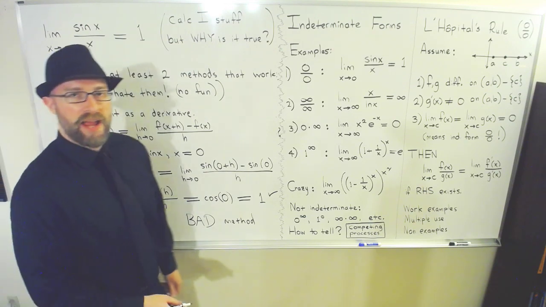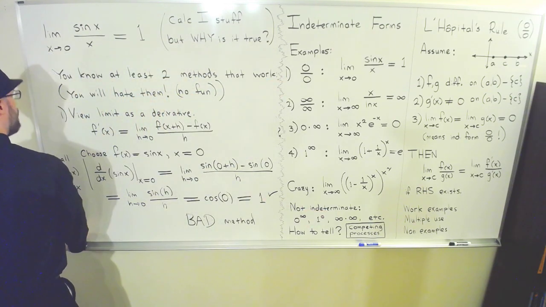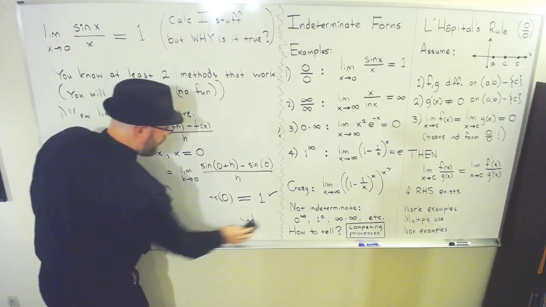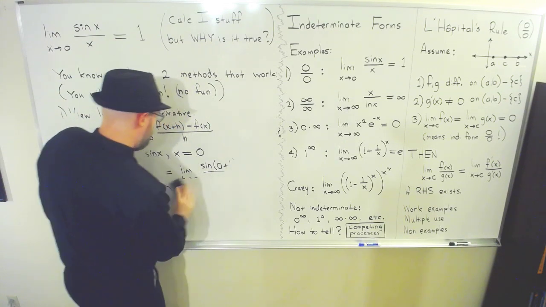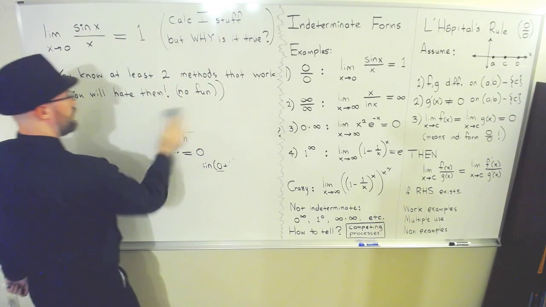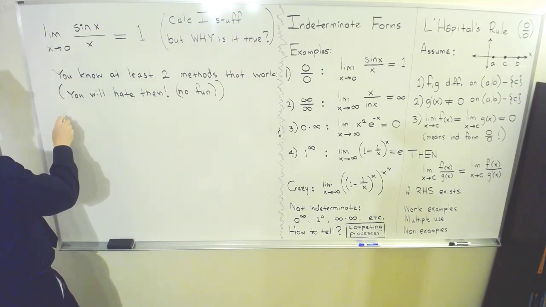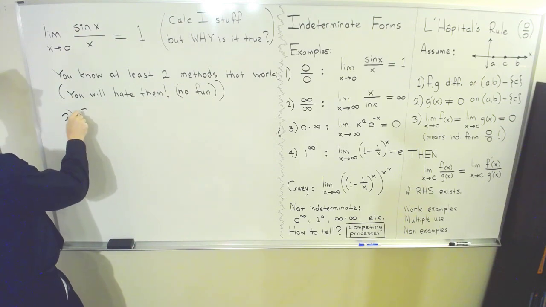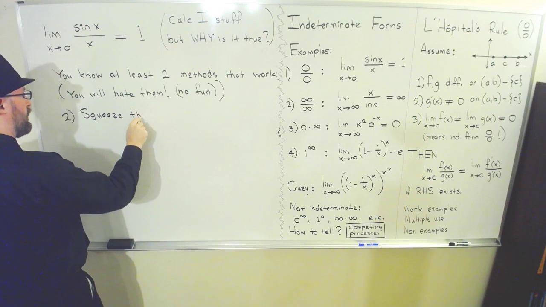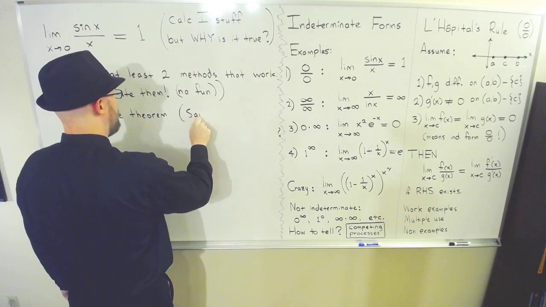Relatively speaking, it is bad because there are better ones, and that's the one we're going to look at ultimately. However, there is one other method that I want to remind you of, which is also not such a good method. Having erased that, this is method 2, and this is what's called the squeeze theorem, or sometimes it's called the sandwich theorem.